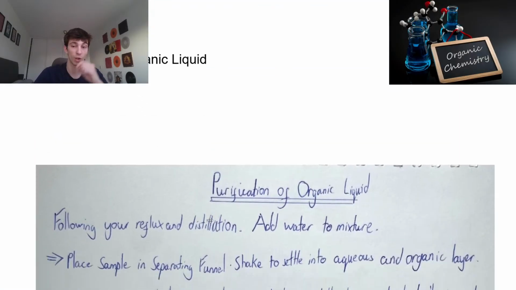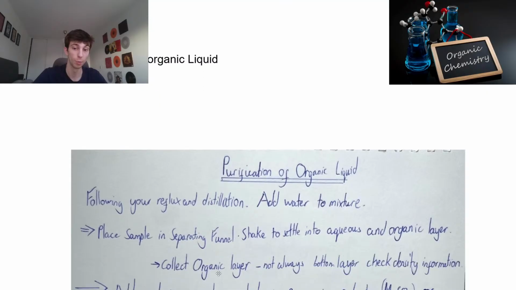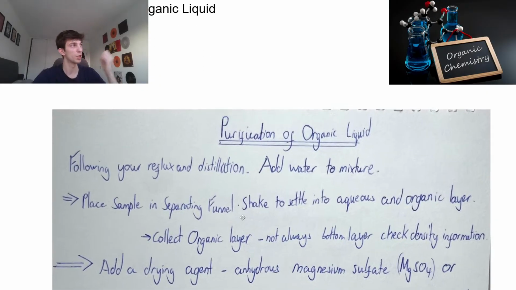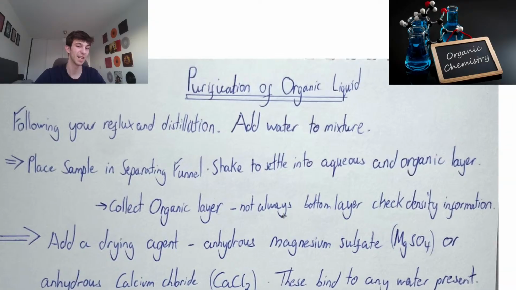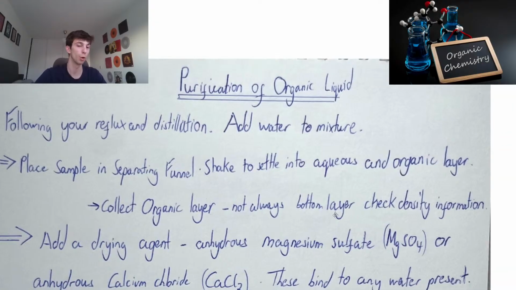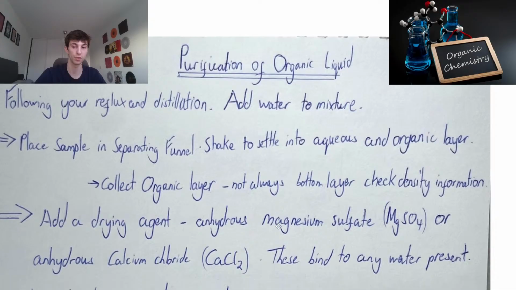So purification of an organic liquid, guys. Following your reflux and your distillation, add water to the mixture so it gets a bit aqueous. From here, you put your sample in a separating funnel. We shake it so it settles into an aqueous and an organic layer. In the question, they will tend to tell you the density of each of these layers, so you'll know which one is above and which one is below after you shake your separating funnel. So what we want to do is collect our organic layer. As I mentioned here, it's not always on the top or the bottom. You have to check the density information that they give you.